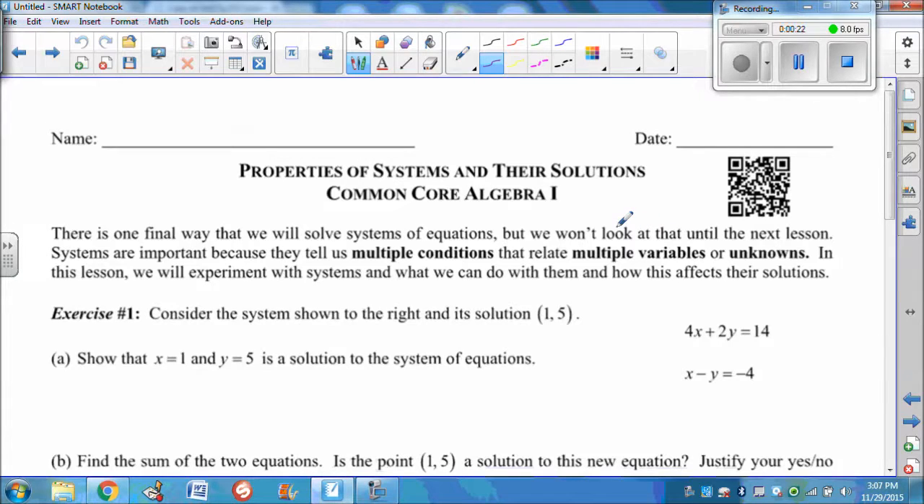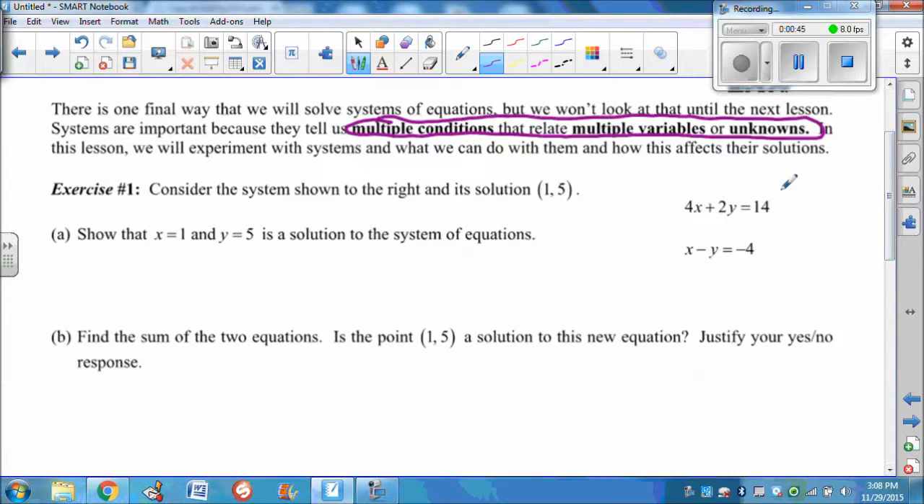It says systems are important because they tell us multiple conditions that relate multiple variables or unknowns, meaning in all of these cases we'll have 2 equations with 2 unknowns or 2 variables. We'll experiment with systems and what we can do with them and how this affects their solutions. So let's consider the solution (1, 5), and we've got this system of equations here to the right.